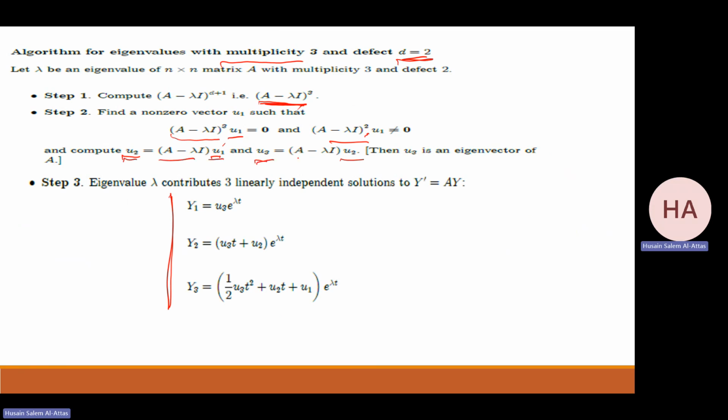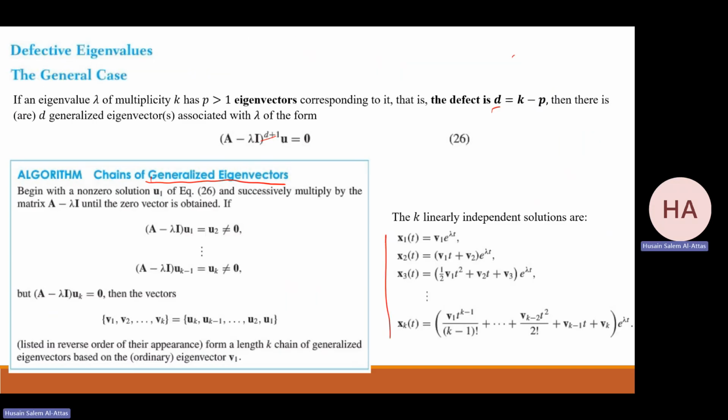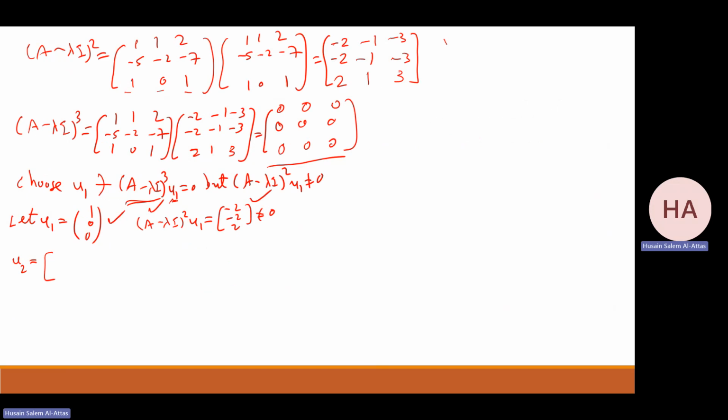And what will be U3? A minus lambda I times U2. U2 will be A minus lambda I, which is 1 1 2, minus 5 minus 2 minus 7, 1 0 1, times U1, which is 1 0 0. Usually try to choose U1 an easy one, so that the calculation will be easier. That will be, actually, I need only the first column, 1 minus 5, 1.